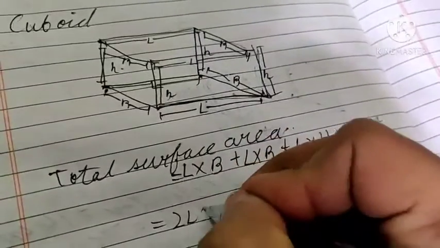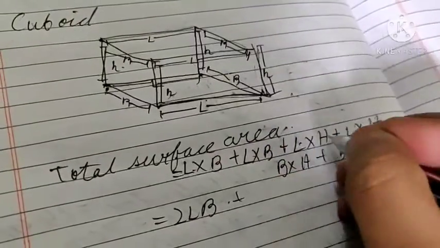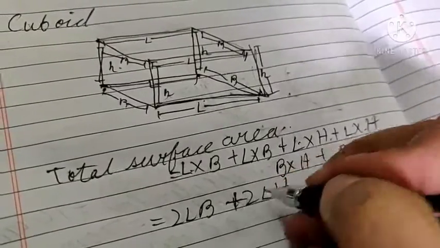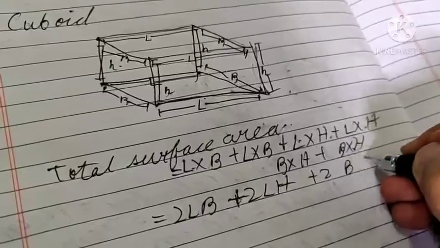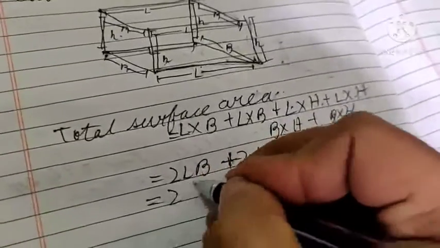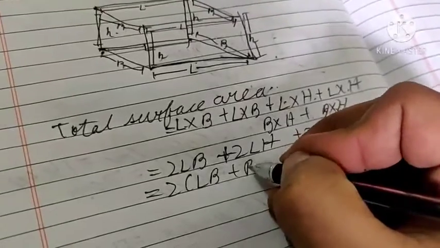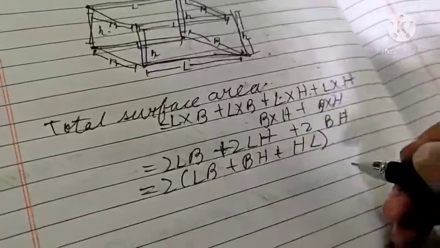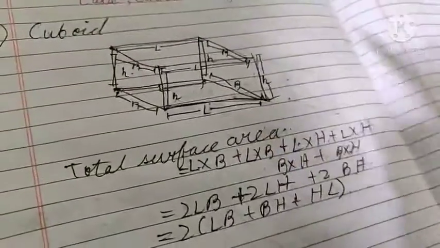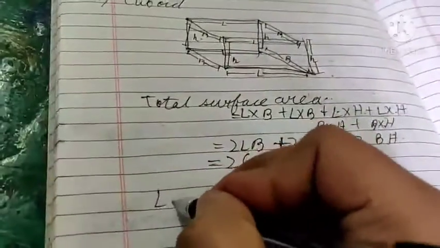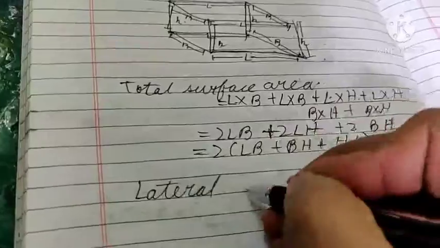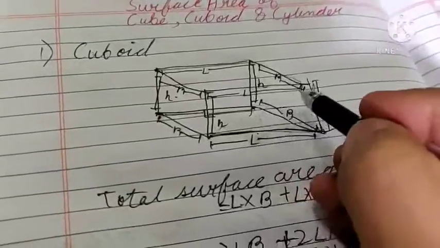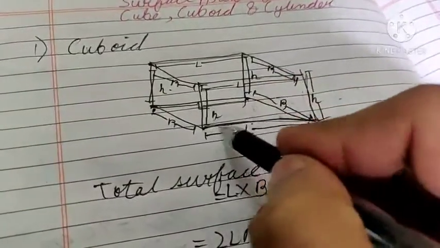So there are 2 length into breadth, then 2 length into height, and then 2 breadth into height. That is 2 times LB plus BH plus HL. So this is the total surface area of a cuboid. And then we talk of lateral surface area. Lateral surface area means the area of 4 walls. This wall has an area length into height.